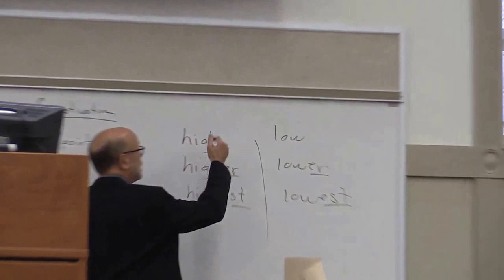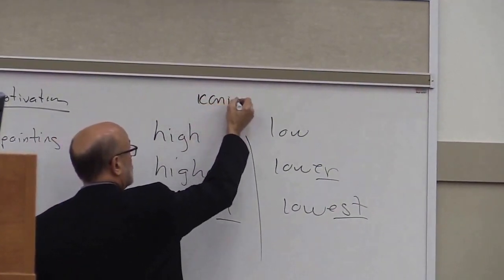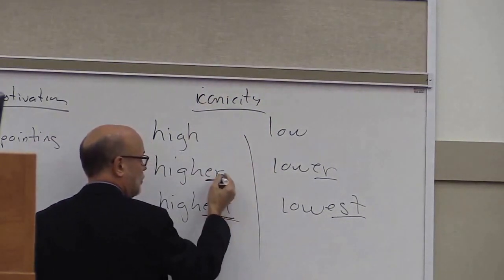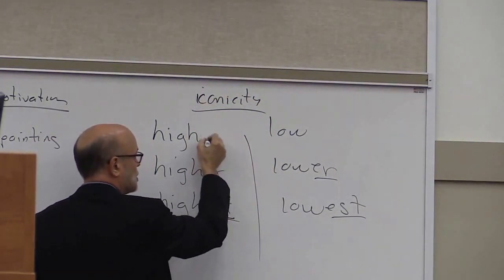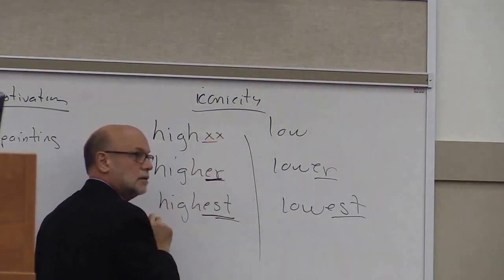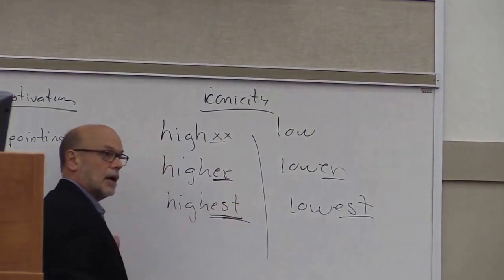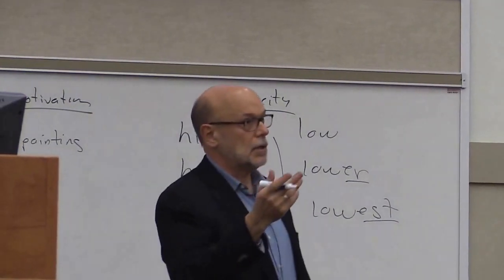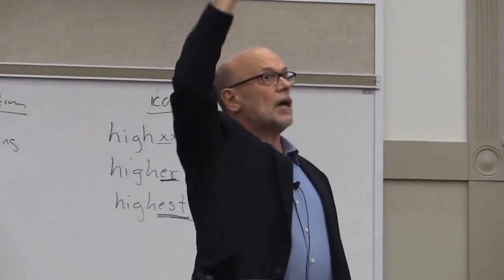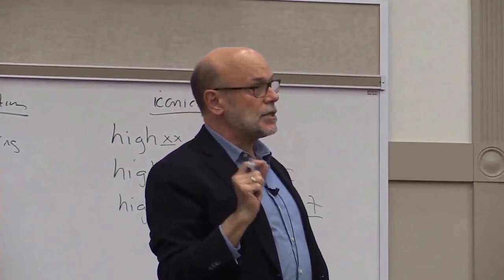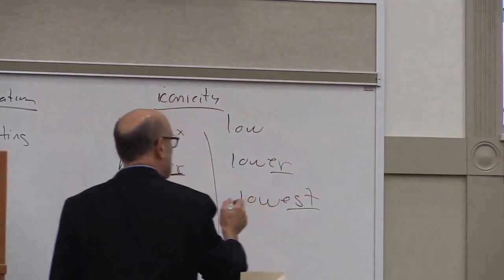Okay, so these are examples of iconicity in language, in grammar. Each one has an additional phoneme. This has two additional phonemes to this, right? This has three more than this, and one more than this. And the meaning is an increase. This is high, this is higher, this is highest. And the function, iconically, is the same for the opposite word.